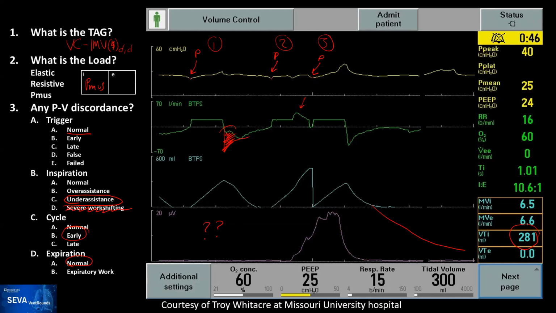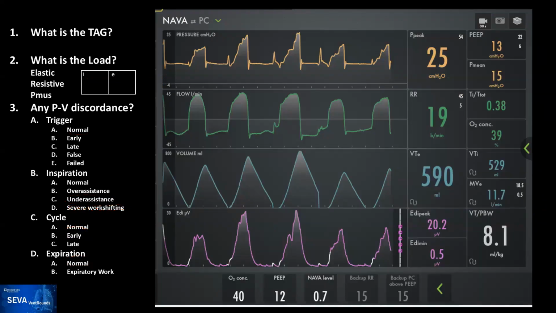All right, it's 2:31. We didn't get to the last case, but I'm just going to show it for the viewers to have a take on it, and we can revisit it in our next vent rounds. But this is another very nice case that has an EDI monitor and gives you some information regarding what's going on.